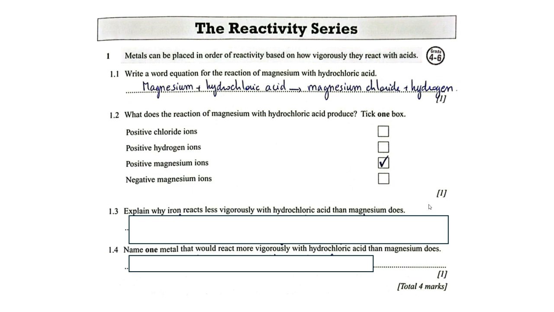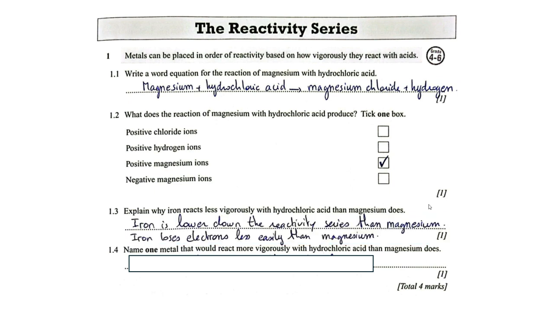Explain why iron reacts less vigorously with hydrochloric acid than magnesium does. That's because iron is lower down the reactivity series than magnesium, and iron loses electrons less easily than magnesium. Magnesium is really good at losing electrons. That's why it's so reactive. Name one metal that would react more vigorously with hydrochloric acid than magnesium does.